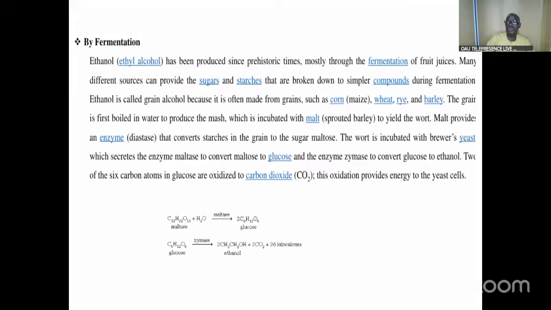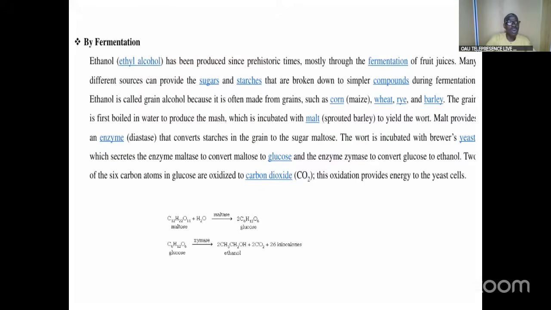So you can ferment fruit juices or some seeds, some carbohydrates. Also, some people use cassava. You can produce alcohol from cassava. You can produce ethanol from maize, and so on and so forth. I mean, from starchy foods. So many different sources can provide the sugars and starches that are broken down to simpler compounds during fermentation.